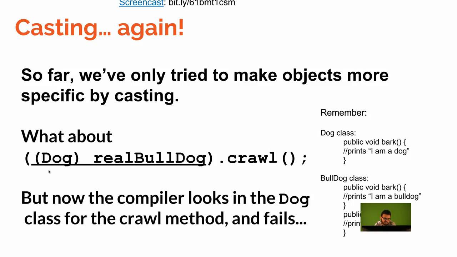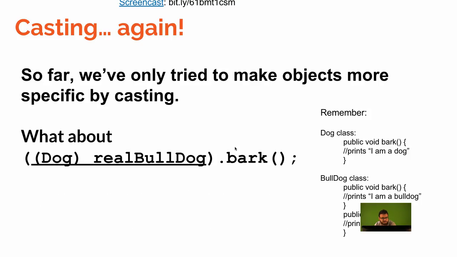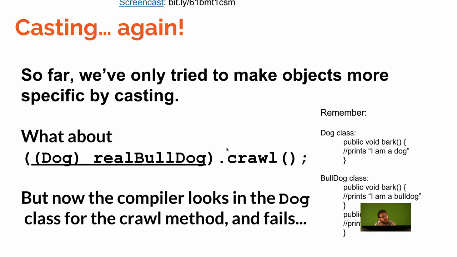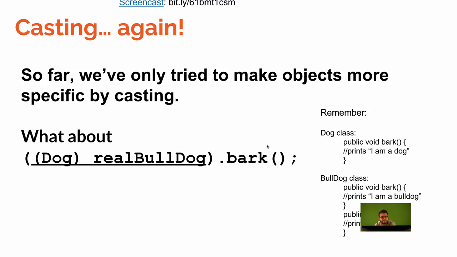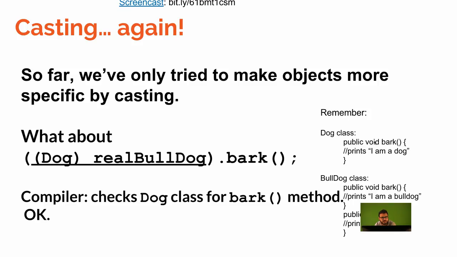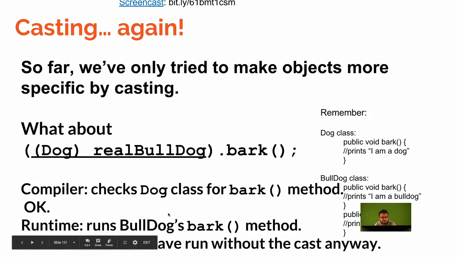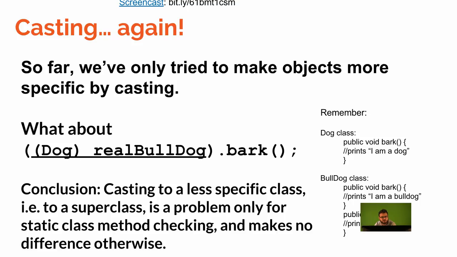But now the compiler is going to look in the dog class for the crawl method, right? Because remember, what this means is temporarily change the static type of this thing. And temporarily the static type of real bulldog becomes dog. And then we look in the dog class for the crawl method, and everything fails, right? It's not going to compile. But if we change it to bark, then the compiler will select this bark method. It'll say, oh yeah, sure, I can run this. And it'll be okay. And then during runtime, it will run bulldog's bark method, which it would have run without the cast anyway. This is because of dynamic method selection. Okay, so casting to a less specific class is a problem only for static class method checking, and it makes no difference otherwise.